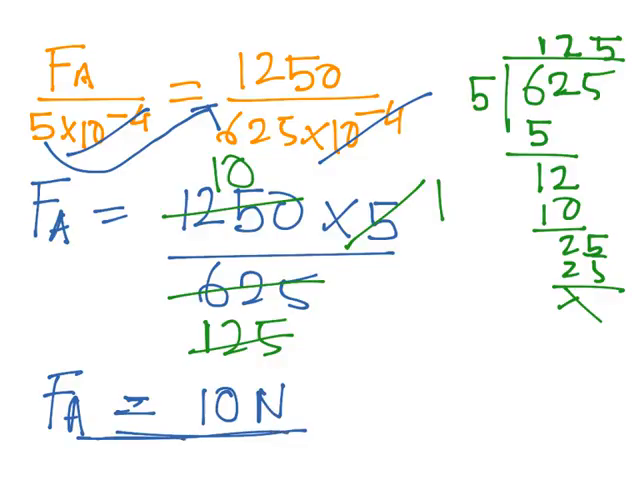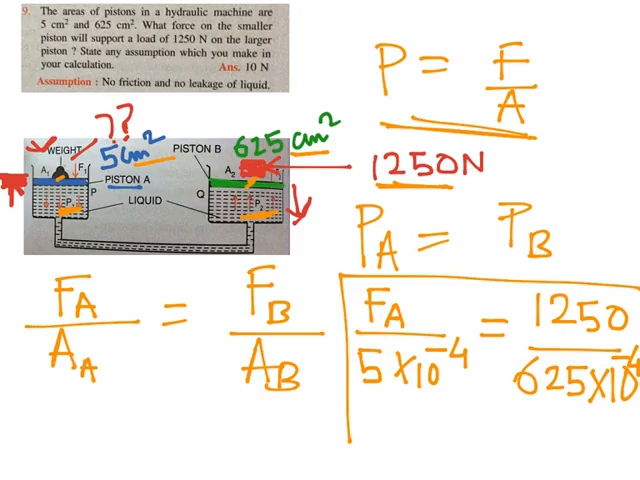This is the answer. So what you came to know is that to balance this 1250 Newton placed on piston B, we just need 10 Newton. Can you imagine? Just a small load to balance such a huge load, almost 125 times, because you have reduced the cross-section area of piston A also 125 times. So what are the assumptions that we take?